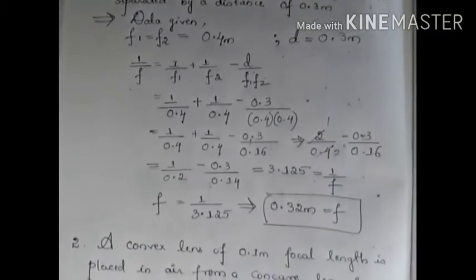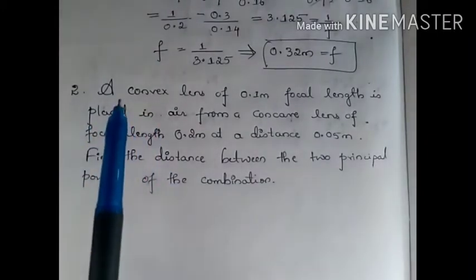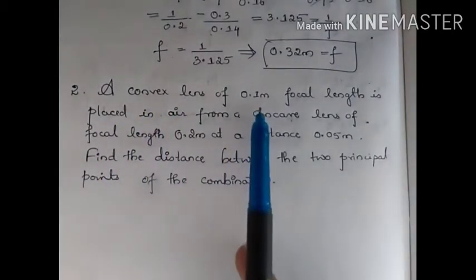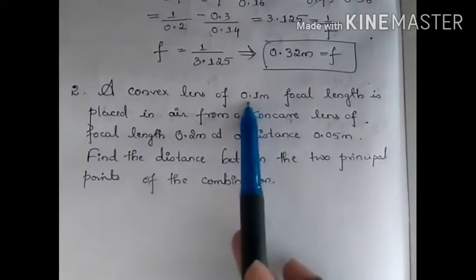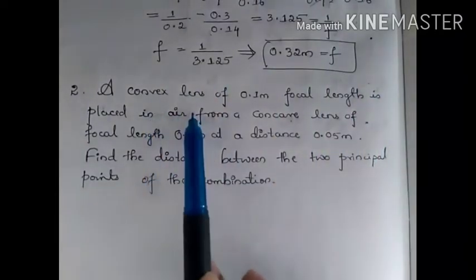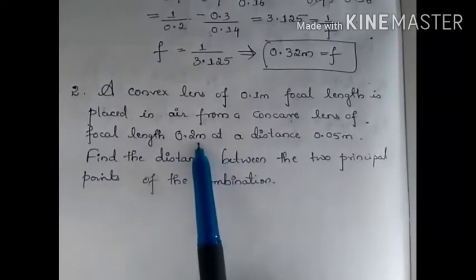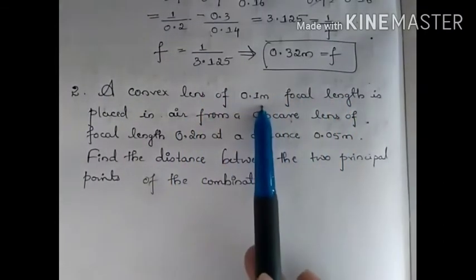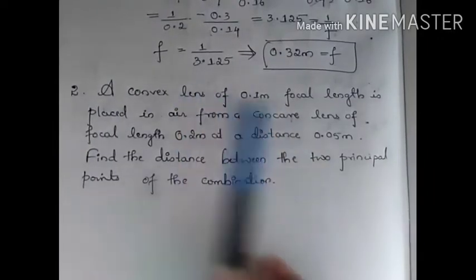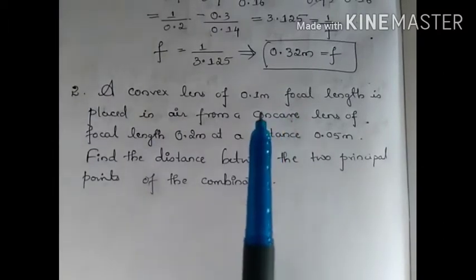Now let us move to the second question, which is again given in your textbook. It is a convex lens of 0.1 meter focal length, placed in air, and a concave lens of focal length 0.2 meters. So you have a convex lens kept in air, which has a focal length of 0.1 meter, and you have a concave lens. So you have two different lenses, convex and concave.